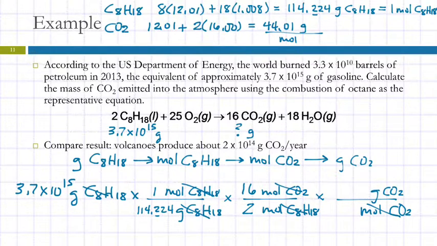Where does the 3.3 times 10 to the 10th come into play? Well, actually, we don't end up using that. This 3.3 times 10 to the 10th barrels of petroleum is a number that's in there, but we don't actually use it in the calculation. It's kind of a starting point, and then they're saying that much petroleum we're going to approximate as equivalent to this amount of gasoline, because you can't do a calculation like this with petroleum. You need a specific compound.